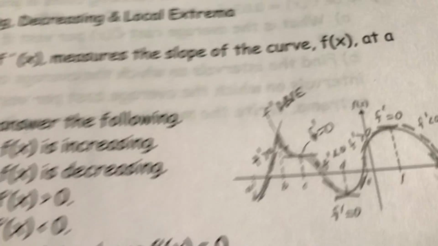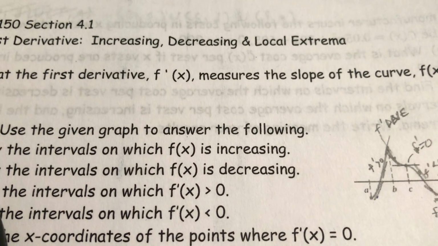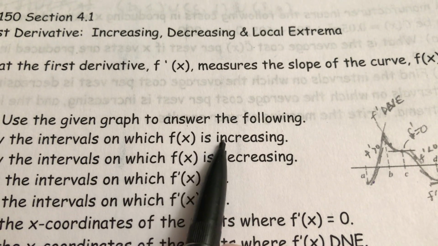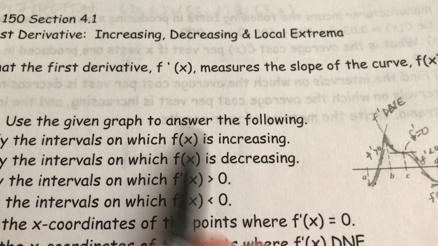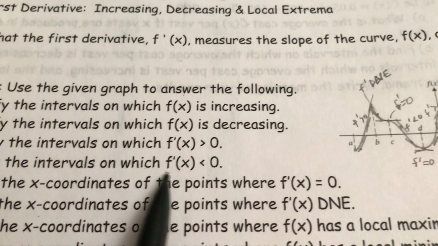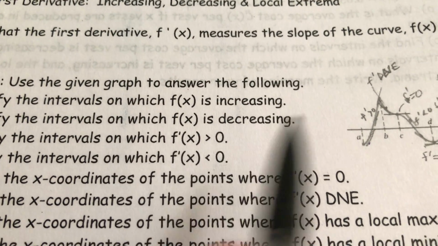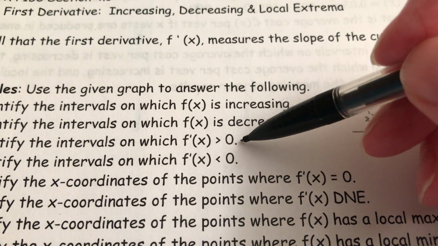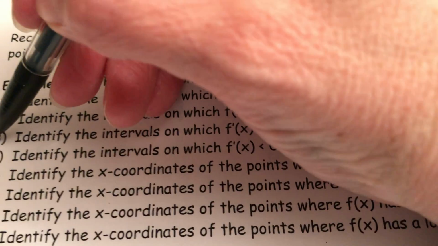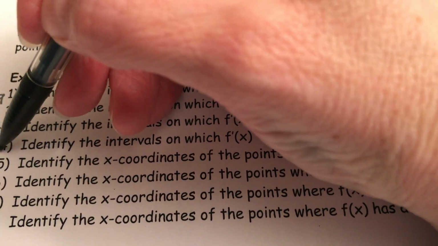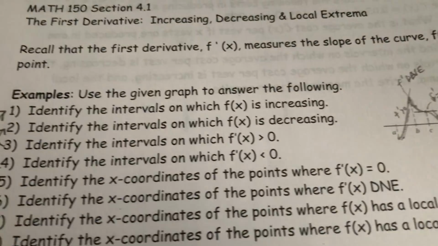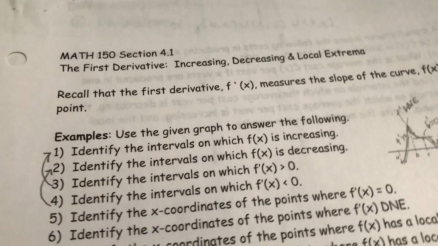So really what they're asking is the same thing. Identify the intervals of where f is increasing. And then notice that this is going to be where the derivative is negative. And they're trying to give you a connection between the derivative and increasing, and here the derivative and decreasing. So the answer to 3 is the same as 1.